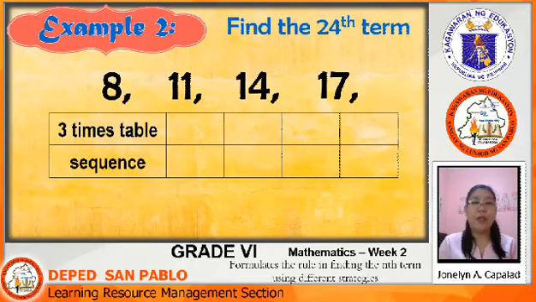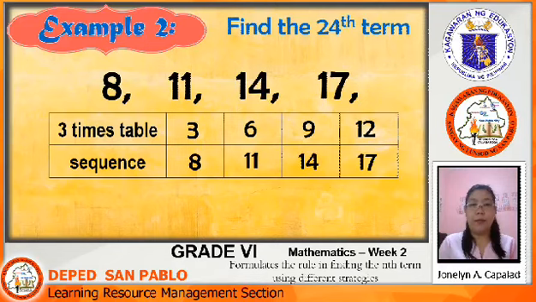The rule follows the 3 times table: 3, 6, 9, 12. Now compare the 3 times table with our sequence: 8, 11, 14, 17. The numbers in the sequence are always 5 greater than the 3 times table, so we adjust our rule by adding 5. Now putting this together gives us that the nth term is equal to 3n plus 5.